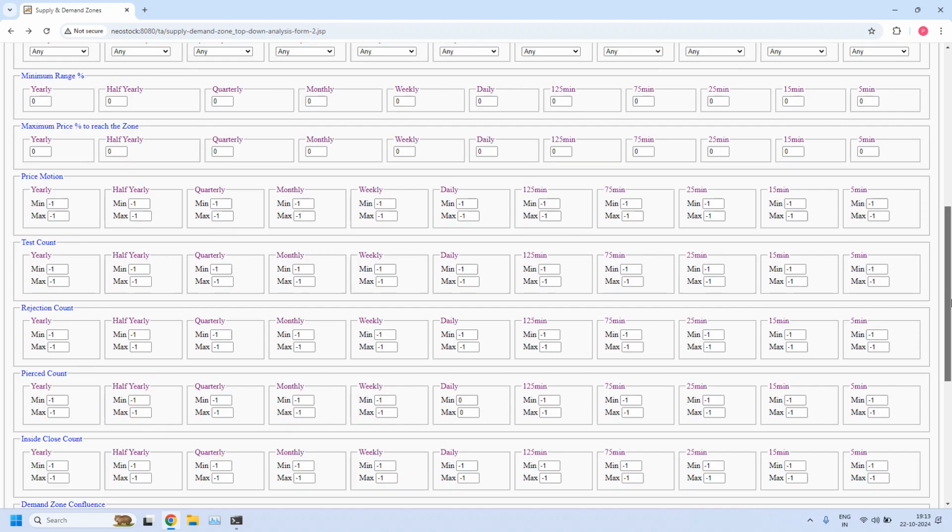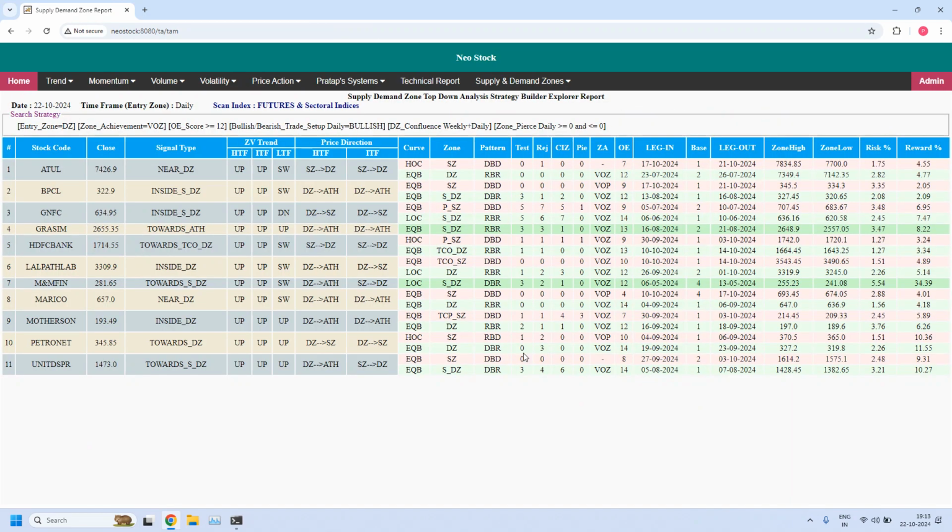So with this filter, let's verify how many stocks we get. So from the 19, we got 11 stocks. These 11 stocks are high probability setups compared to the remaining stocks. And all these 11 stocks are supporting bullish trade setup for monthly income trade. That is entry time frame daily. And also these daily demand zones are part of the weekly demand zones. That is what zone confluence with weekly time frame.